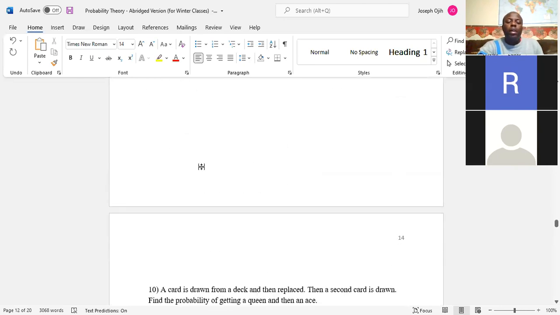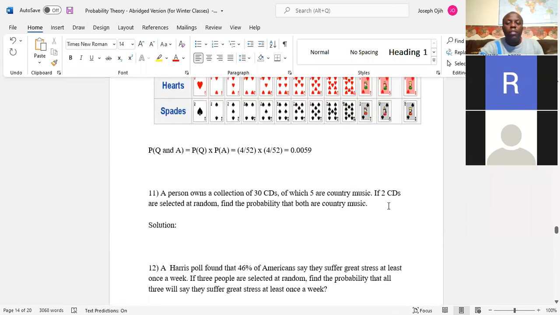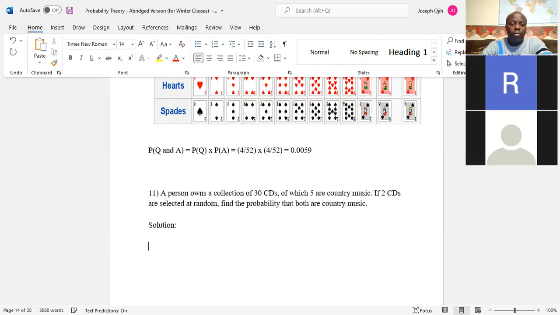Okay. Now, how many CDs does he have? He has 30 CDs, of which 5 are country music. So there are 30 CDs. He chose 2 CDs without replacement. So we say find the probability that both CDs are country. That means that the first one is a country music and the second one is a country music. That's what it's asking you here: the probability that the first CD is a country music and the second CD is a country music.